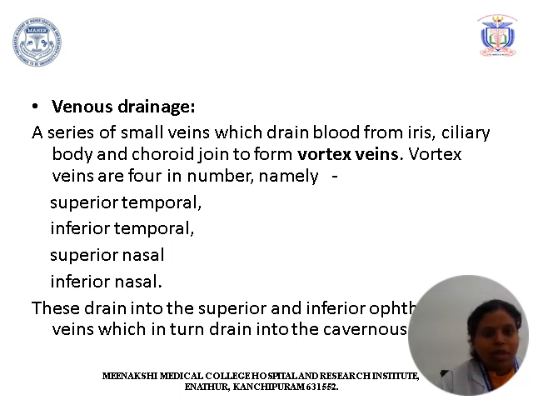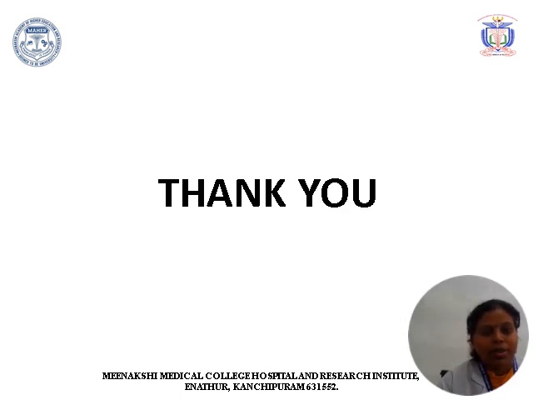Venous drainage. A series of small veins which drain blood from the iris, ciliary body, and choroid all join together to form the vortex veins. Vortex veins are four in number, namely superior temporal, inferior temporal, superior nasal, and inferior nasal. And all these drain into the superior and inferior ophthalmic veins, which in turn drain into the cavernous sinus. So that is about the anatomy of the uveal tract.